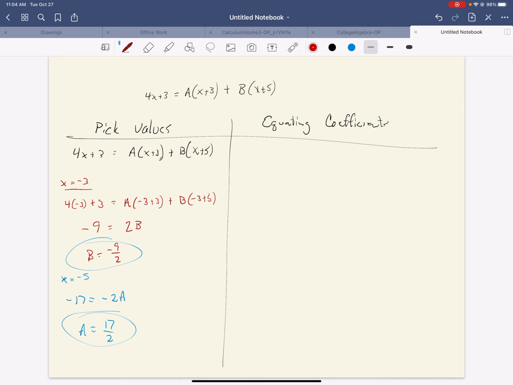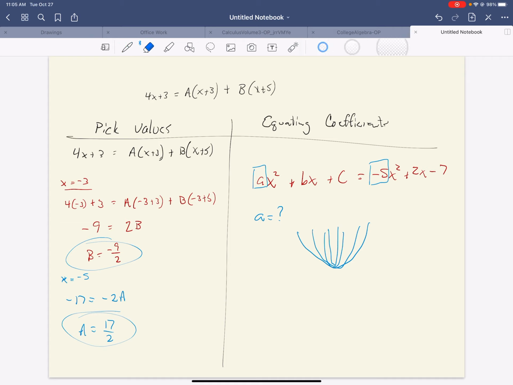If I happen to tell you that ax squared plus bx plus c was equal to negative 5x squared plus 2x minus 7, and I asked you, if this was true, what would a have to be? What would a have to be for that to be true? And the thing is, you know now the a for a quadratic changes how wide or skinny the parabola is. And so, since that's the case, those would have to match identically if those two sides of that equation are going to be equal. And so the answer is that a would have to be negative 5.